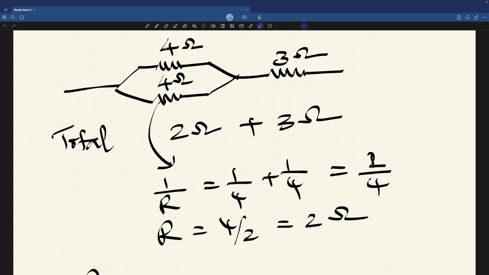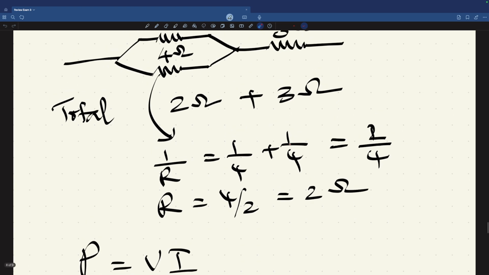Now, there's an easy thing. If these two are equal and they are in parallel, then you just take half of it. That's easy. So that's why I wrote 2 here. So these two together is 2. And then you got 3. And because this combination is in series with this, you just add them. So the total resistance is 5 ohms.